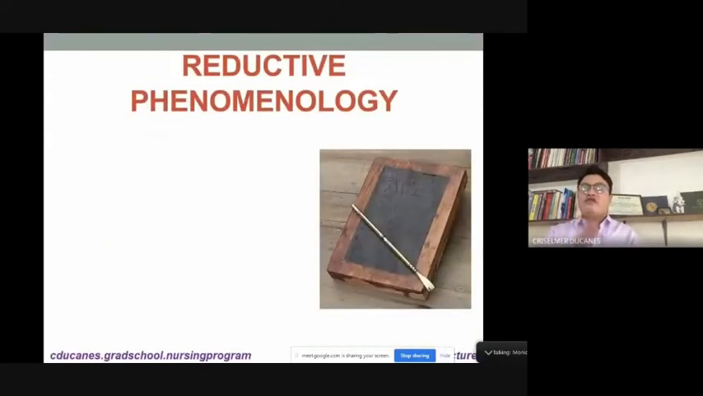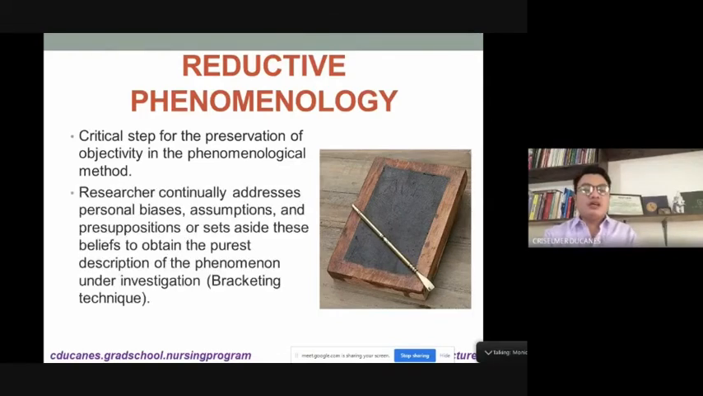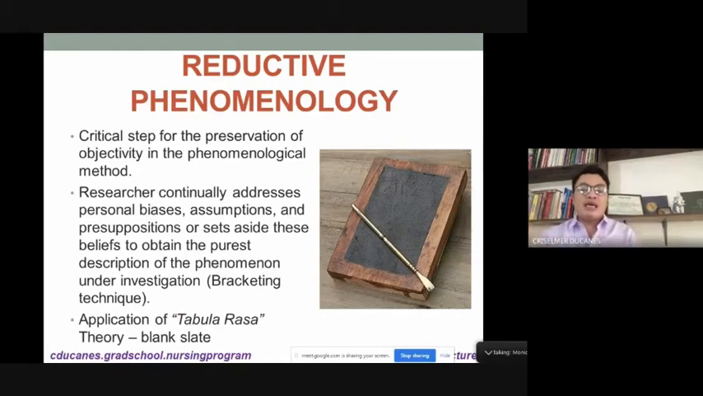Next is reductive phenomenology. Okay? So this is a very critical step for the preservation of the objectivity in the phenomenological method. So the researcher continually addresses personal biases, assumptions, and presuppositions, or sets aside these beliefs to obtain the purest description of the phenomenon under investigation. Or we call that the bracketing technique. So we apply the theory of tabula rasa, okay, the blank slate. Okay, so when we say tabula rasa, that means we are born in this world knowing nothing. Okay, we know nothing. So the same principle applies to your reductive phenomenology.